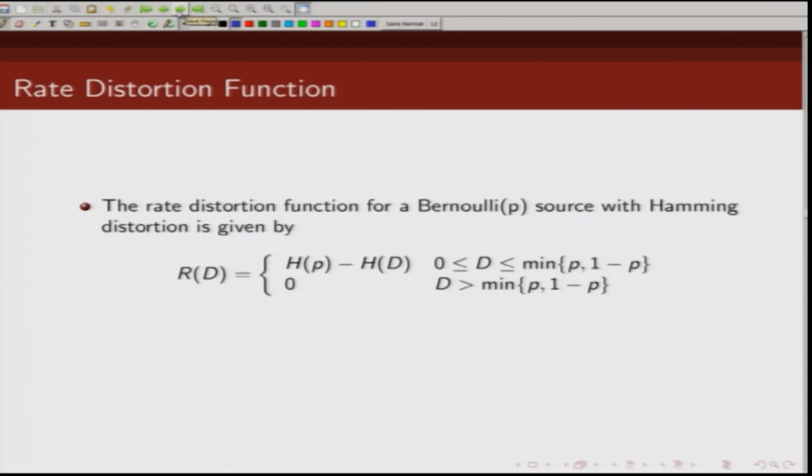Now let us take another example. This time we are considering a Bernoulli source, and we are considering the Hamming distortion measure. We can show that the rate distortion function for this Bernoulli source is given by this expression. As long as d is within 0 and the minimum of p and 1 minus p, it is given by h of p minus h of d, otherwise it is given by 0.